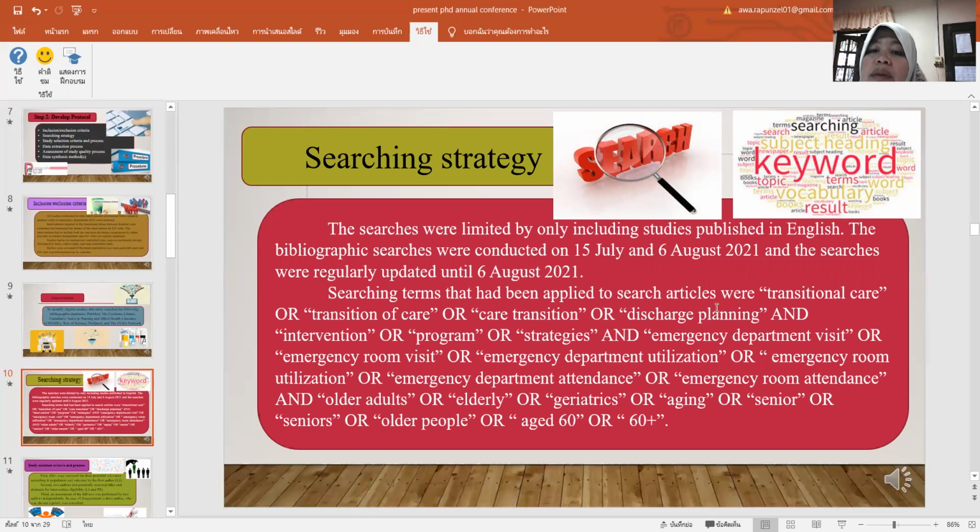Search terms that were applied were: transitional care or transition of care or care transition or discharge planning, and intervention or program or strategy, and emergency department visit or emergency room visit or emergency department utilization or emergency room utilization or emergency department attendance or emergency room attendance, and older adults or elderly or geriatric or aging or seniors or older people or age 60 or age 60 plus.